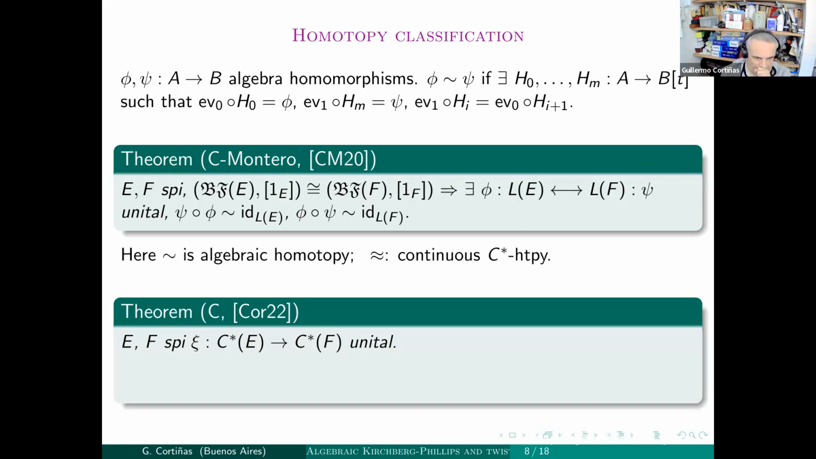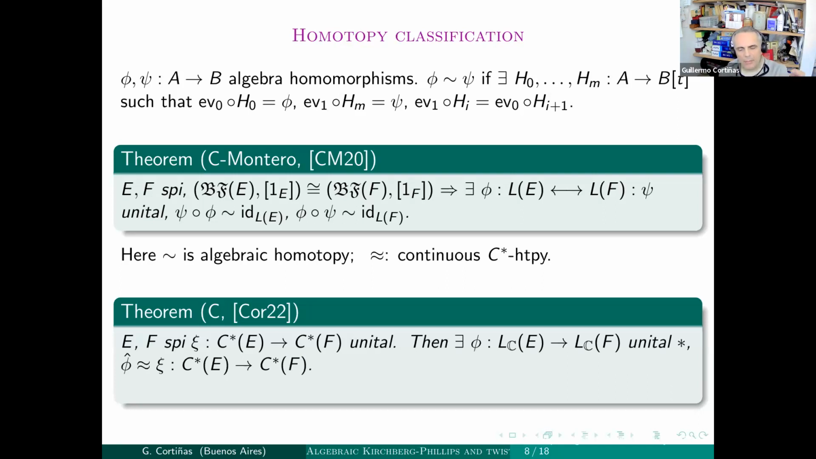Okay, so if E and F are SPI and we have a unital homomorphism between the C-star algebras of E and F, then there exists a unital star algebra homomorphism between the Leavitt path algebras of E and F over the complex numbers, such that, because this phi is unital and is a star homomorphism, it passes to the completion. And this is the phi hat.